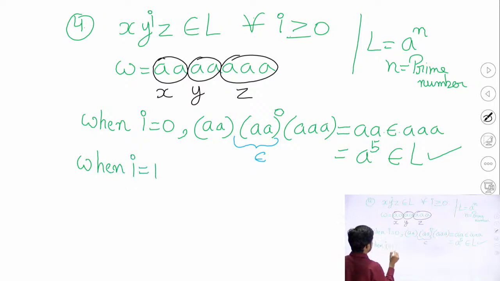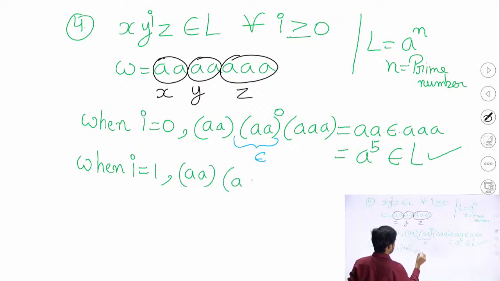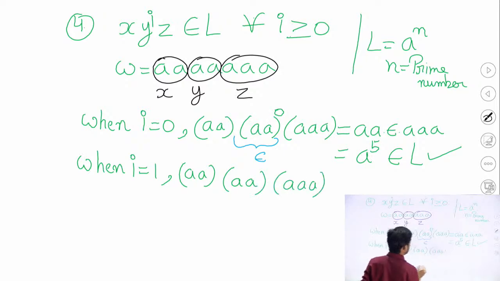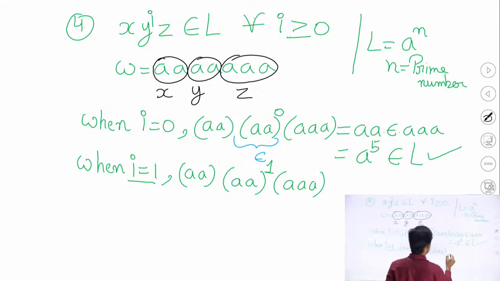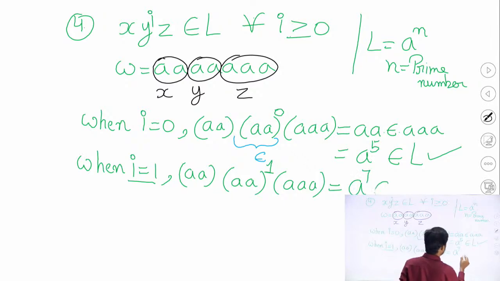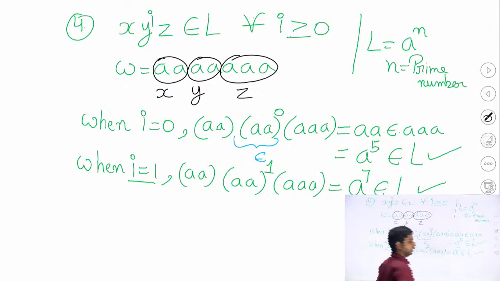When i equal to 1, so x, y, a, and z is 3 times a. I mean i equal to 1, so y raised to power i, so this is equivalent to a raised to power 7. 7 is also a prime number, so this will also belong to language L. Okay, if we find any one string, then there is some contradiction, and if we find some contradiction, then we can say that language is not regular.